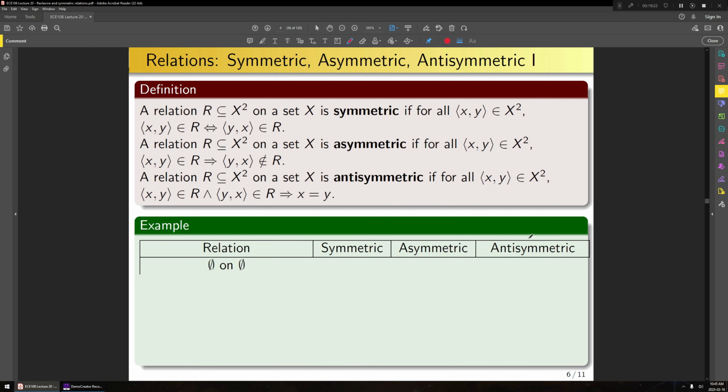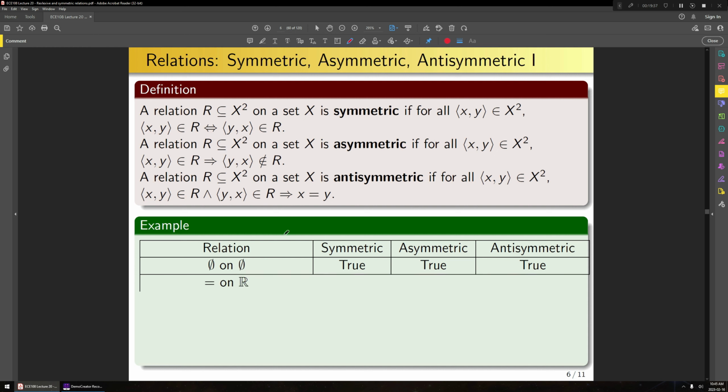Okay, so let's look at some examples. Null set on the null relation. Well, again, there's no x, right? So there's no ordered pairs. If there are no ordered pairs, all of these are true, trivially, right? No ordered pair, done.